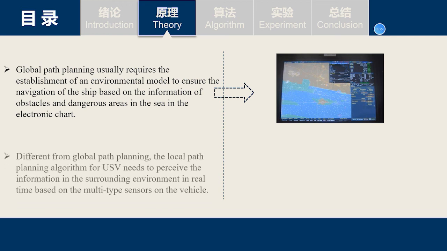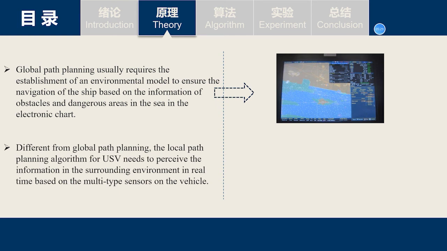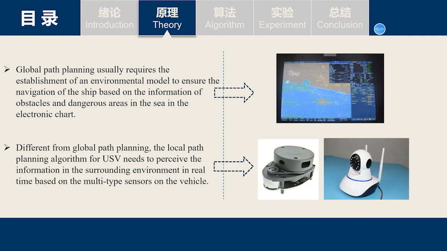Different from global path planning, the local path planning algorithms for USV need to perceive the information in the surroundings based on multiple sensors on the vehicle and dynamically modify the local paths according to factors such as wind and waves to ensure the safe and reliable navigation route.